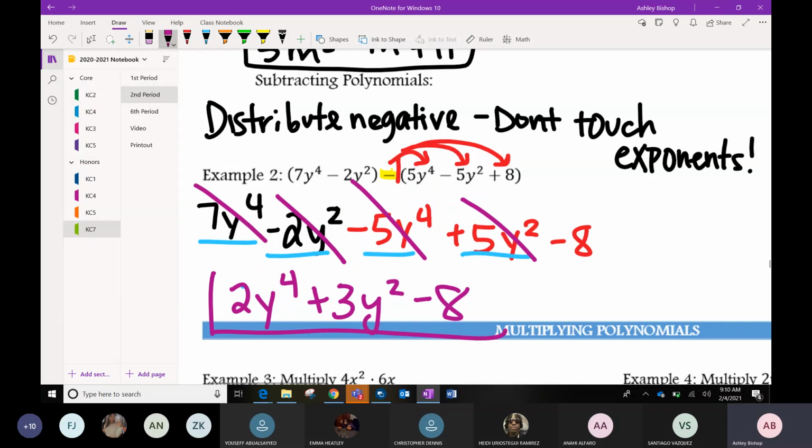Okay. Any questions so far? Remember, you always keep the sign that comes in front. So that was a -5y to the 4th. That was a -8. Always keep the sign that was in front. Okay.